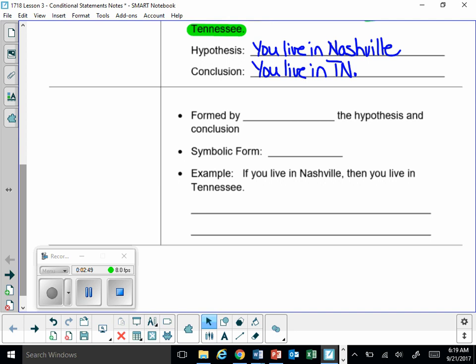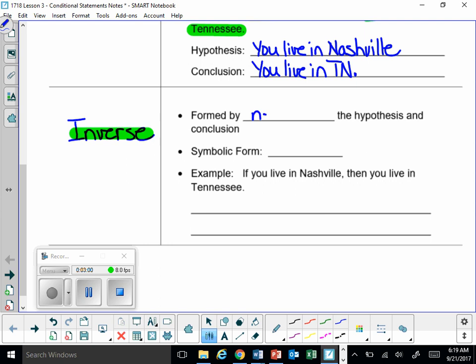The second type of conditional statement we're going to talk about is called the inverse. And the inverse is formed by negating the hypothesis and the conclusion. You saw the idea of negation in the last lesson when we were doing compound statements. The symbolic form would be if not p, then not q. Okay, using the tilde as our negation symbol.